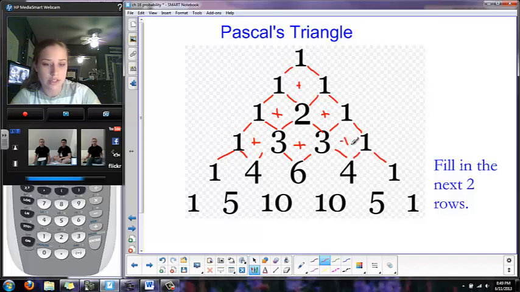I don't know if you've ever seen this before, but it's a really cool pattern. This guy, Blaise Pascal, came up with it a long time ago. He was really into probability and gambling and all sorts of crazy stuff. You can see that the pattern continues, and it wants us to fill in the next 2 rows.